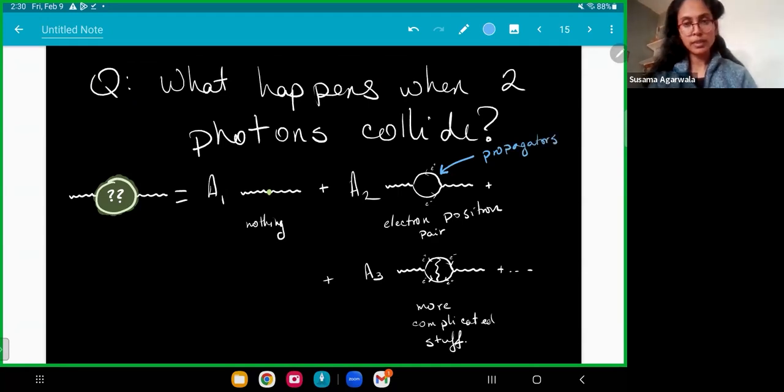So this diagram up top has 2 propagators. This one here has 1, 2, 3, 4, 5 propagators. If that makes sense. They're the internal lines that are not actually what's coming from the 2 particles that are interacting. They're everything else that's happening internally in the collision.